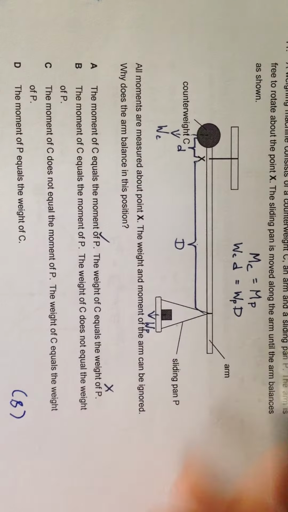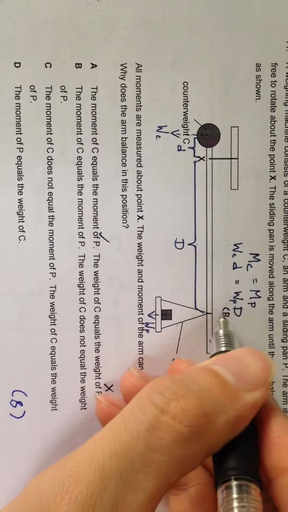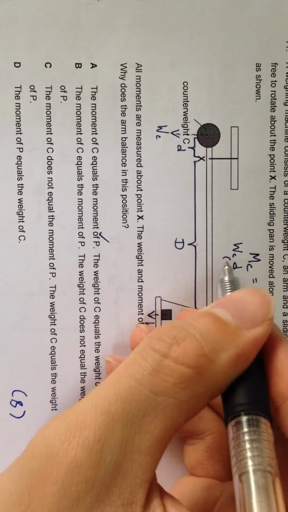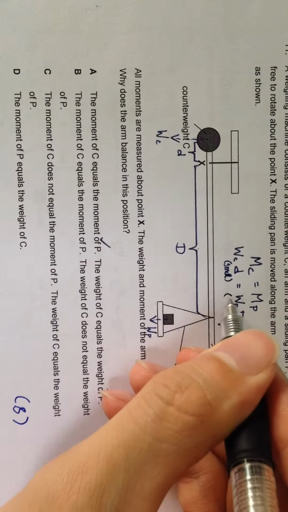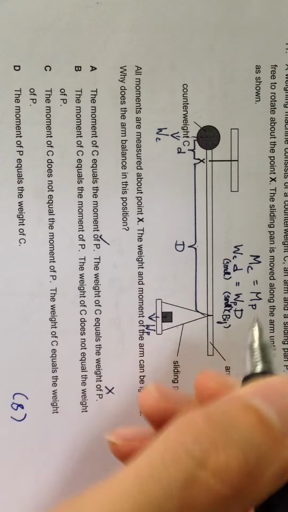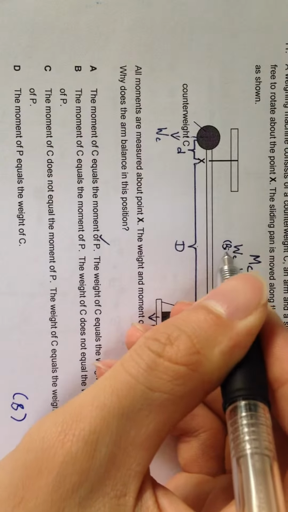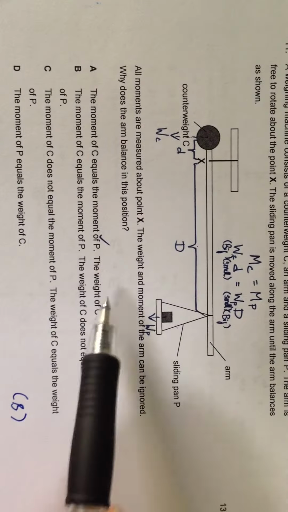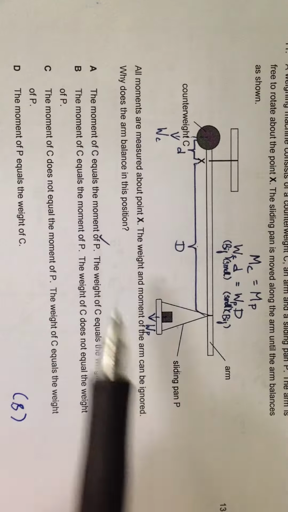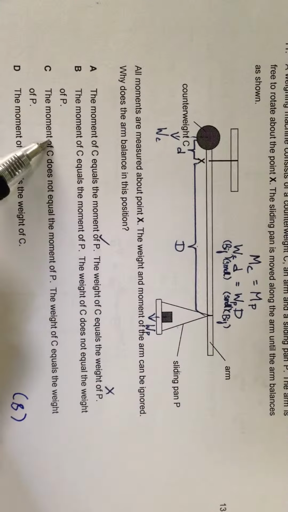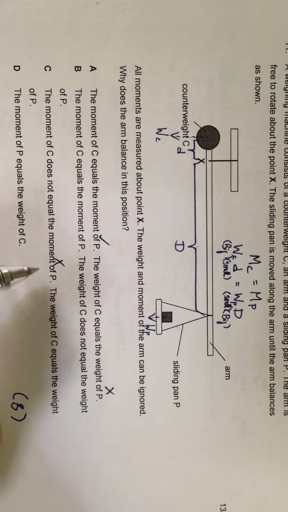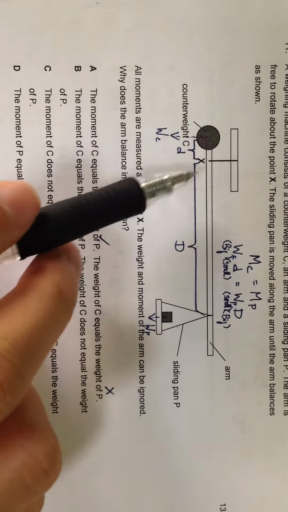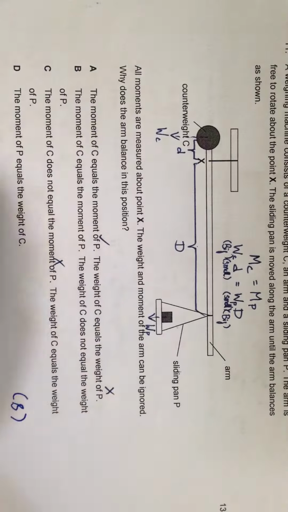Since you know that this big D here is big and this is small, in order for it to be balanced, WP must be small and WC must be big. So therefore the weight of C cannot be equal to P. For completeness' sake, we are going to look at C first. If the moment of C and the moment of P are not equal, this system will not be balanced.